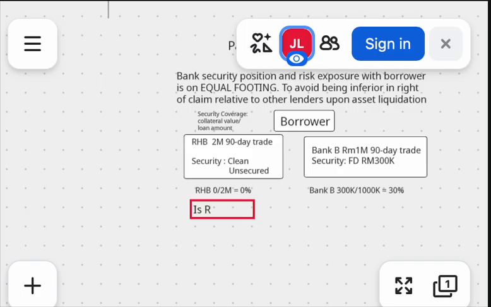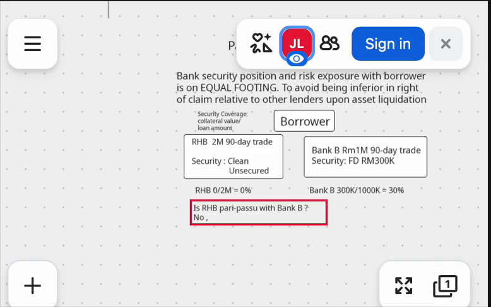RHB pari passu with bank B? That's my question for you, Amal. No. Correct. And why is that the case? Why is your answer no?